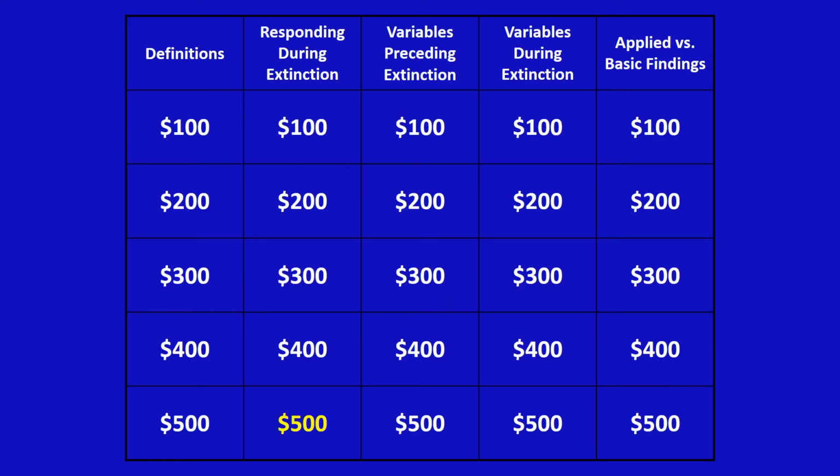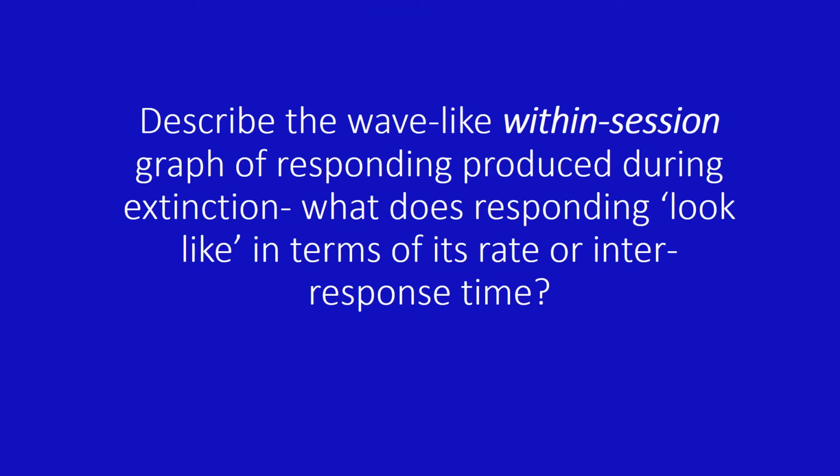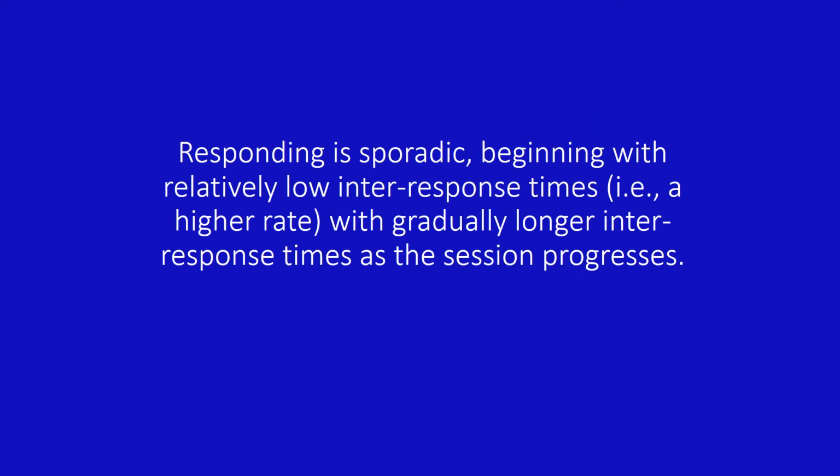We'll now finish up this second topic. Describe the wave-like within-session graph of responding produced during extinction. What does responding look like in terms of its rate or inter-response time? Responding is sporadic, beginning with relatively low inter-response times, that is, a higher rate, with gradually longer inter-response times, a lower rate, as the session progresses.